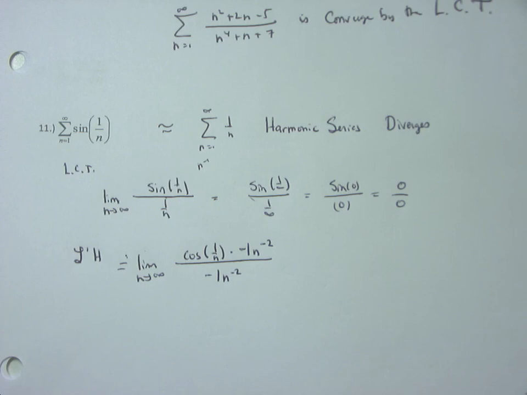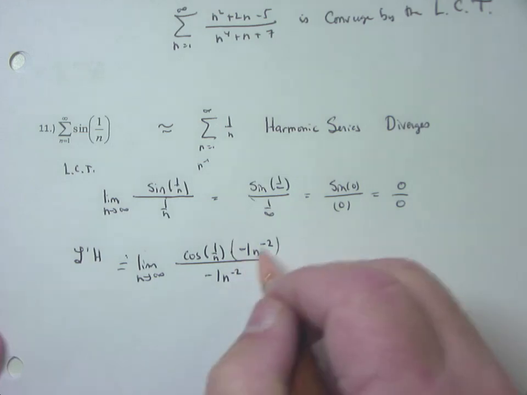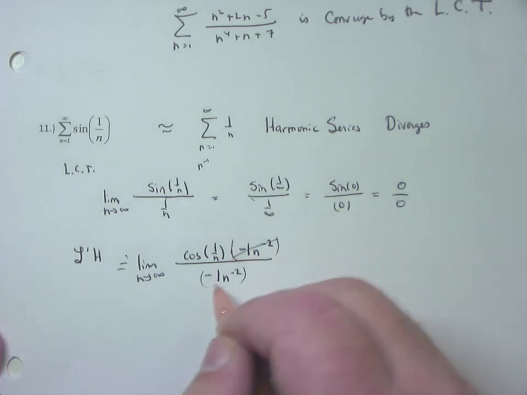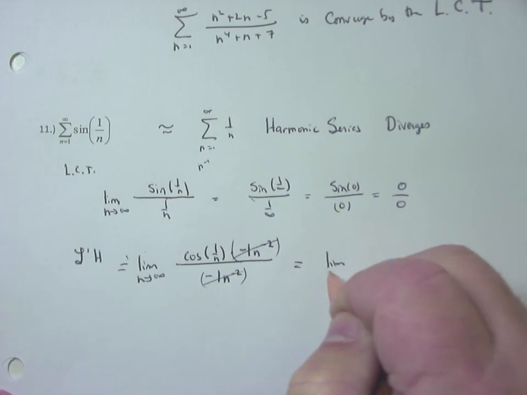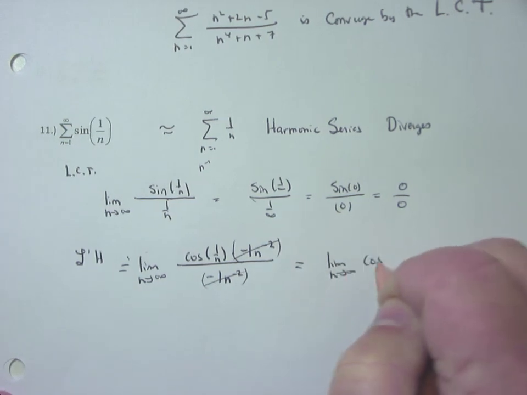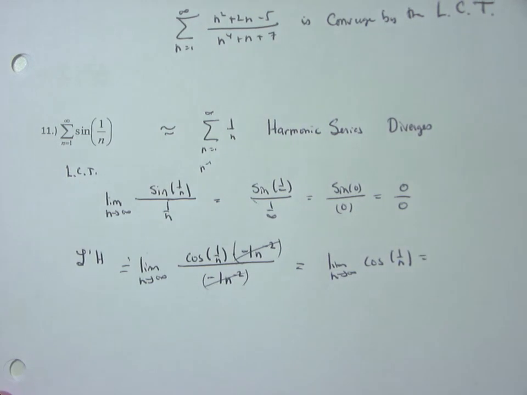But before you do the limit, clean it up. Something cancels here. Clean up that canceling. What cancels? The negative 1 n to the negative 2 cancels with the negative 1 n to the negative 2. This leaves you with the limit as n approaches infinity of the cosine of 1 over n. Now, plug in your infinity. This will be the cosine of 1 over infinity. But 1 over infinity is 0, and the cosine of 0 is what?